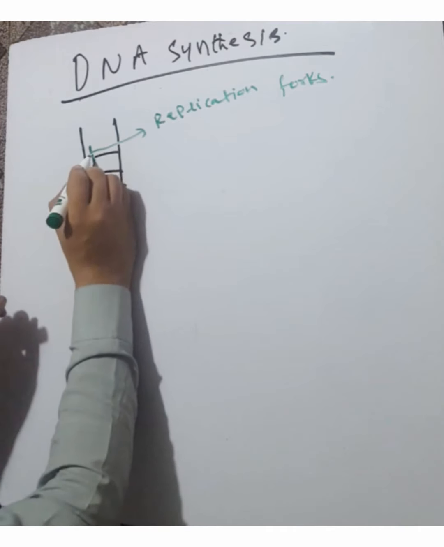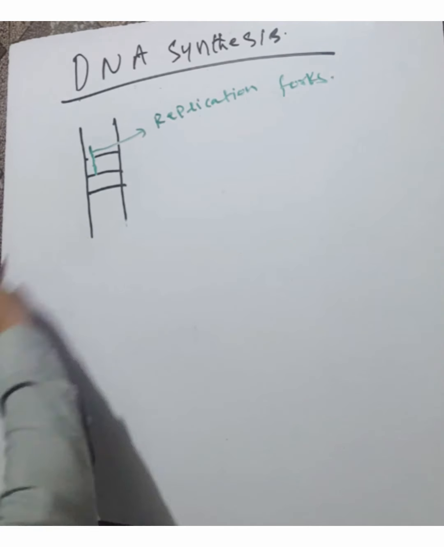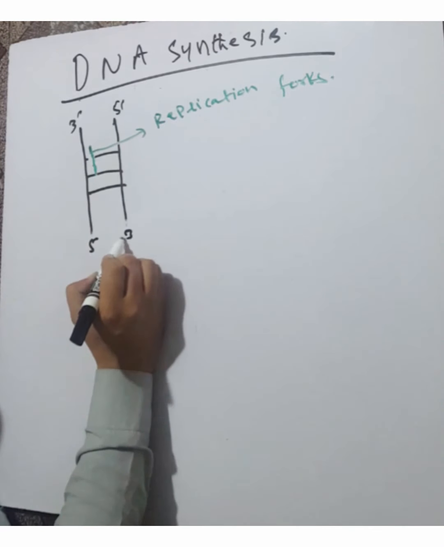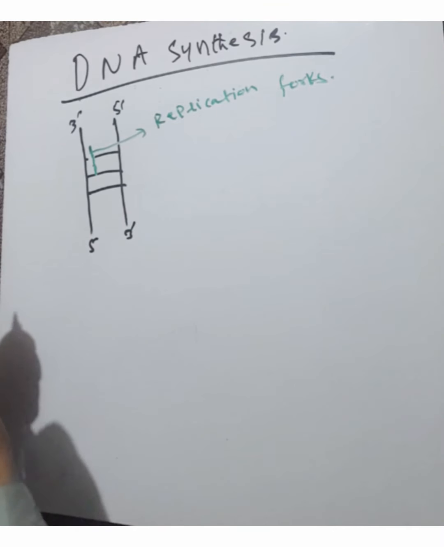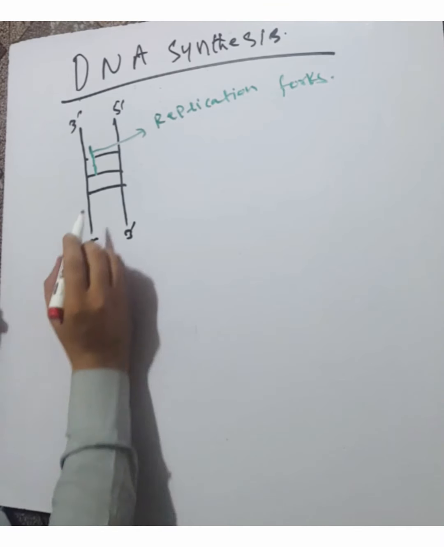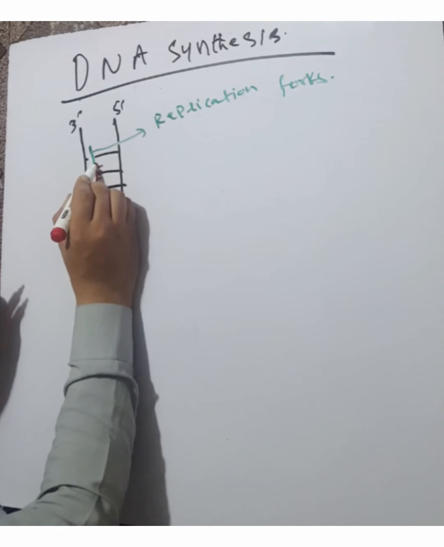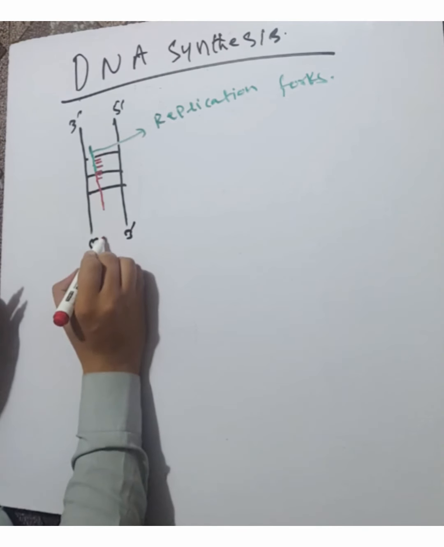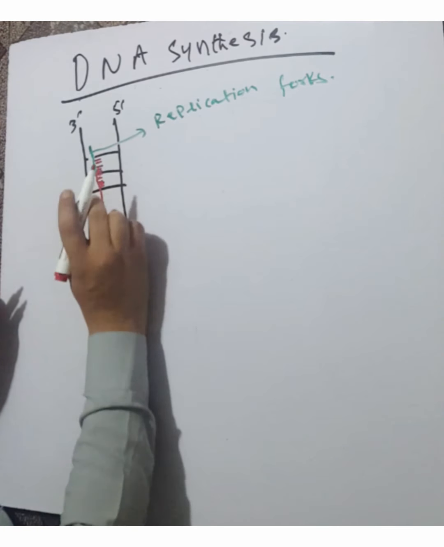At the replication fork, new nucleotides are added. For example, this chain is 3' to 5', and this is 5' to 3'. The nucleotides will be added in the opposite direction. The nucleotides are added at this position. They start from 5', and the nucleotides are added in this direction.